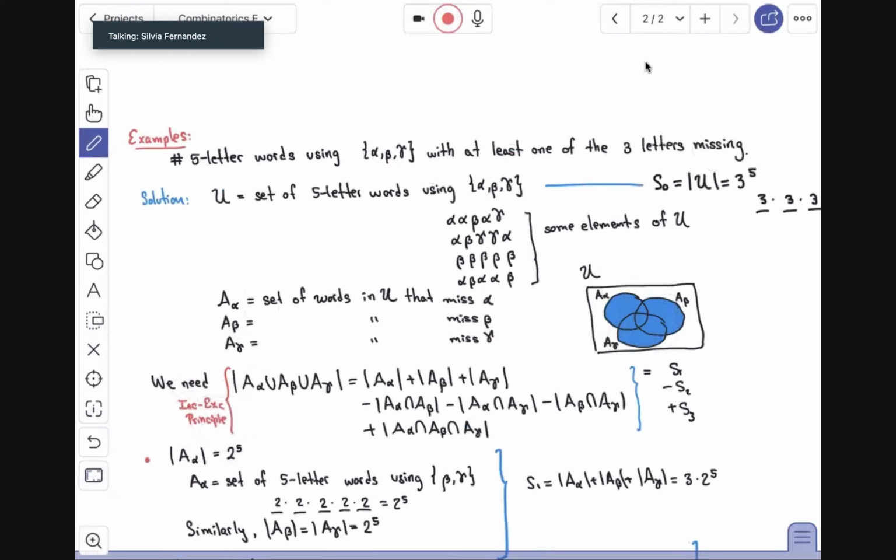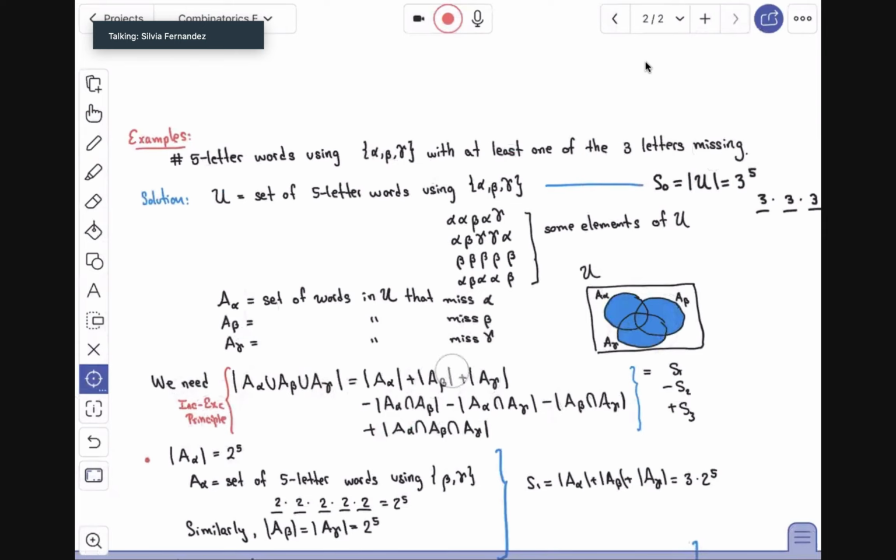So the answer is just going to be this. I need to compute these cardinalities. Because my sets are very symmetric, computing the cardinality of A alpha is going to give me the other two. Computing the cardinality of one intersection is going to give me the other two, and then the triple intersection.